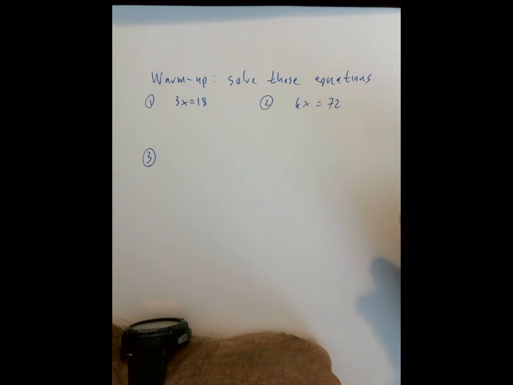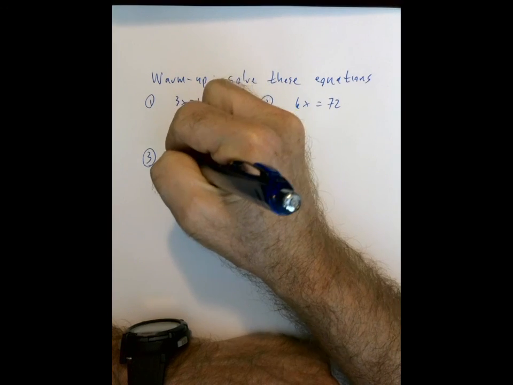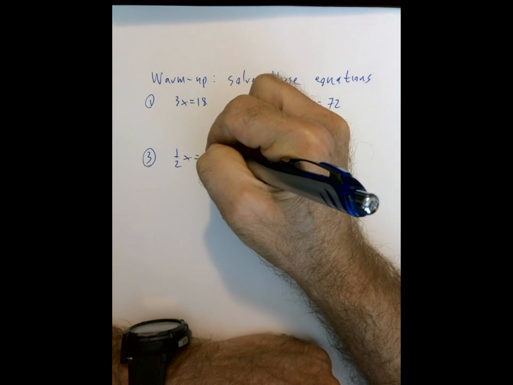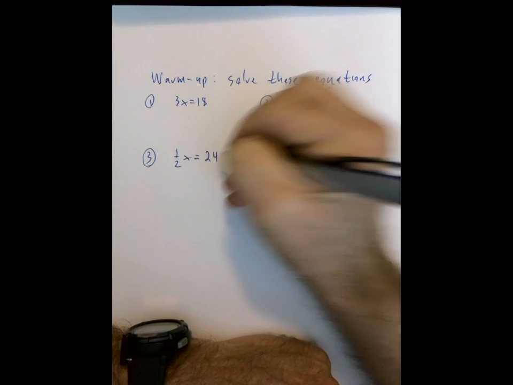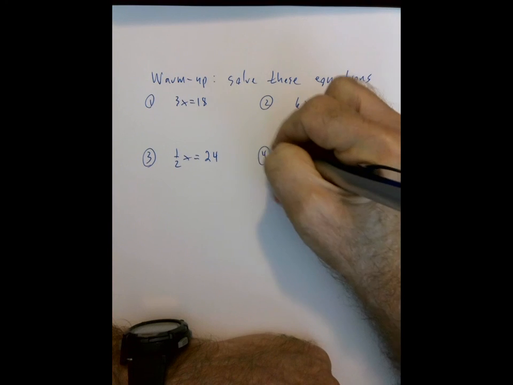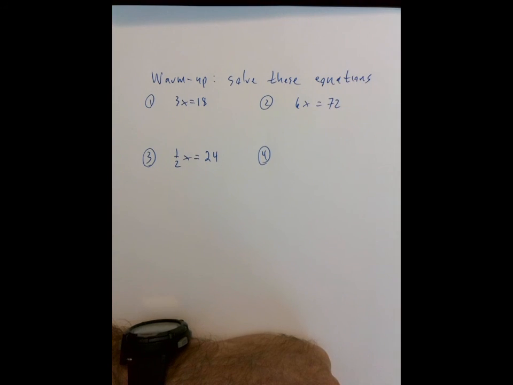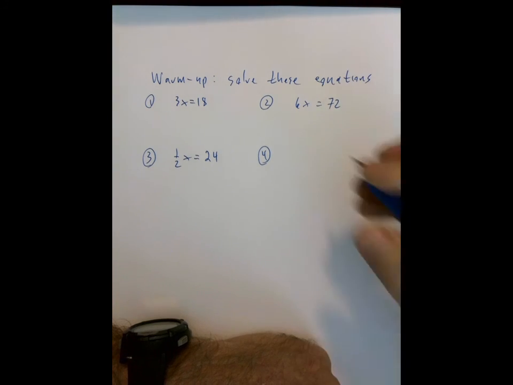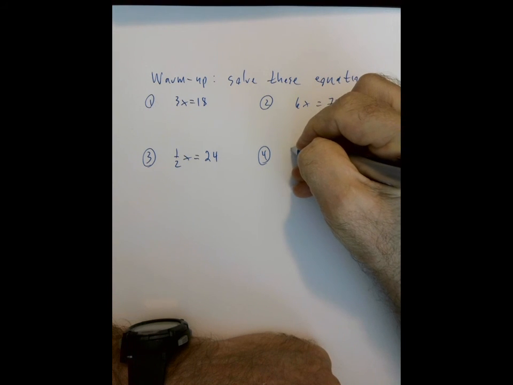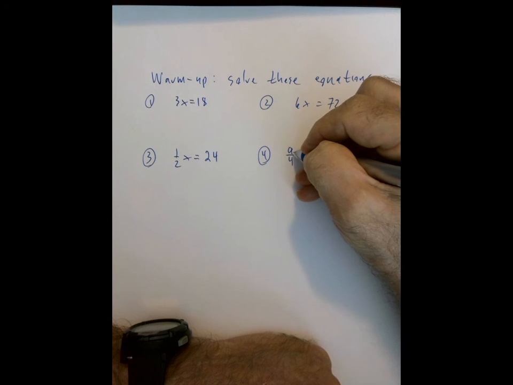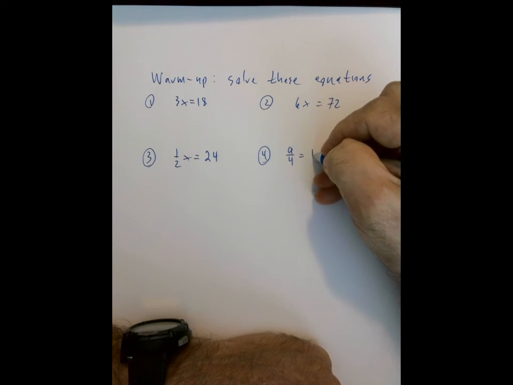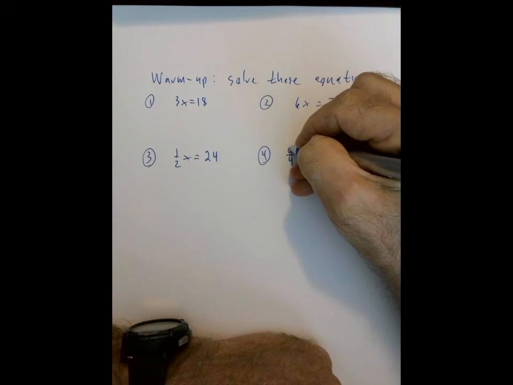And how about number 3? Let's try a fraction one. 1/2 x is equal to 24. And number 4, let's try a division problem. I'll use a for the variable this time. A over 4 is equal to 17. So you're going to solve that one for A.